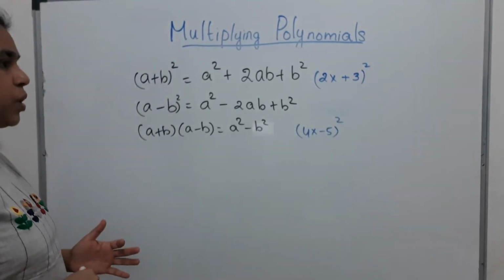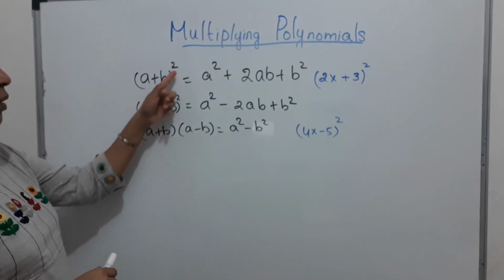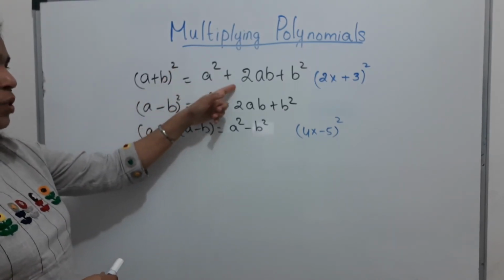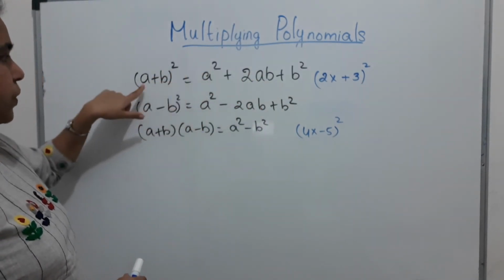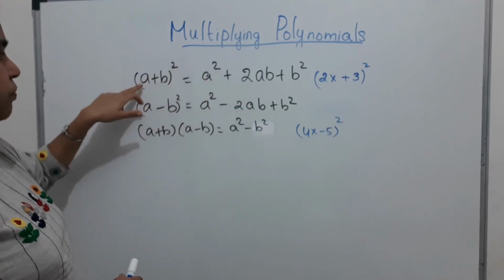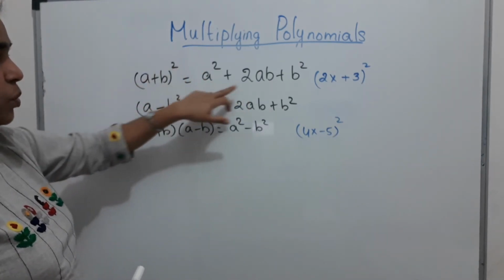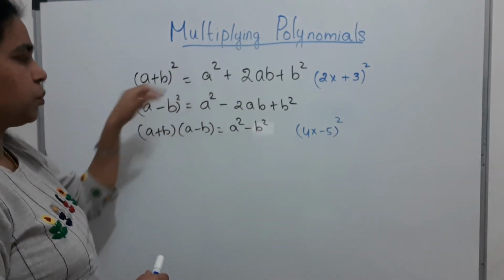There are some formulas also to make your life easier. So (a + b) the whole square is actually a square plus 2ab plus b square. So a square is the first term, the square of the first term, and then 2 times the first term times the second term, so 2ab, and the third term is actually b square, the second term squared.